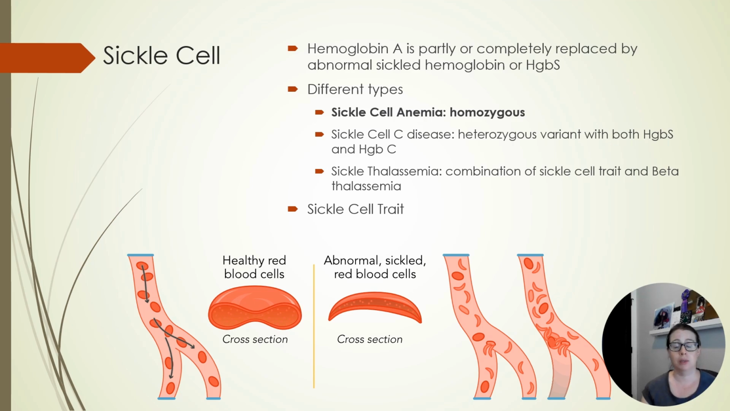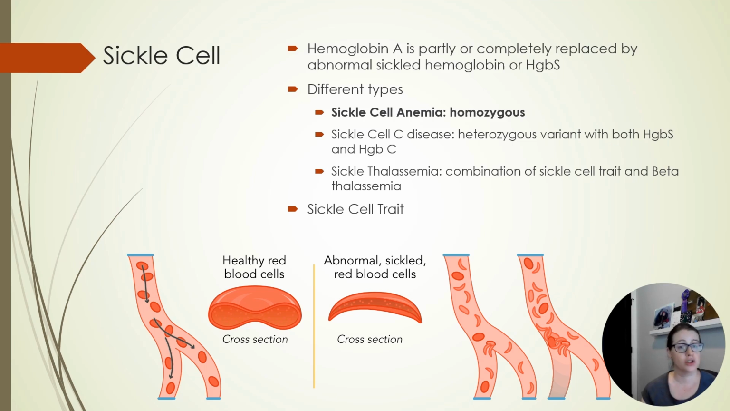We do see sickle cell anemia in some Mediterranean populations as well, and you can see it in a person of any race, but it is most common in the U.S. among African Americans. There are several different types, such as sickle thalassemia and sickle cell C, but we're going to focus on the homozygous process for the purposes of this lecture. So in sickle cell anemia, hemoglobin A is partly or completely replaced by abnormally sickled cells called hemoglobin S for sickled, right? So you can see in this image the healthy cell with movement on the left and the sickled cell on the right and how it clumps in those blood vessels.